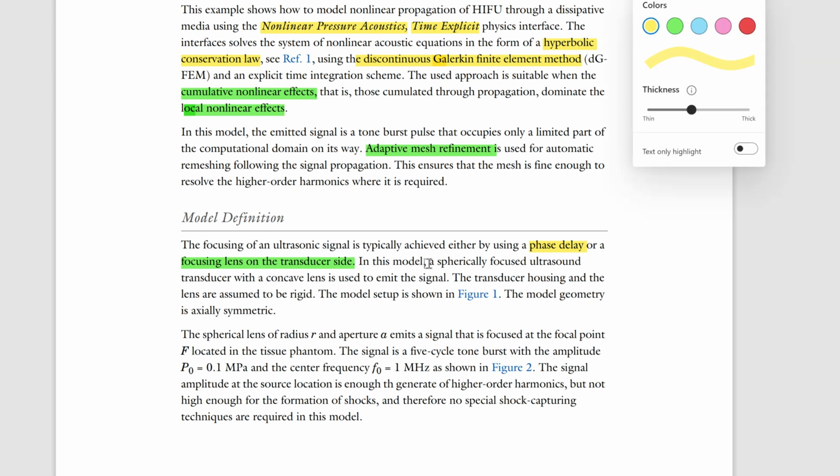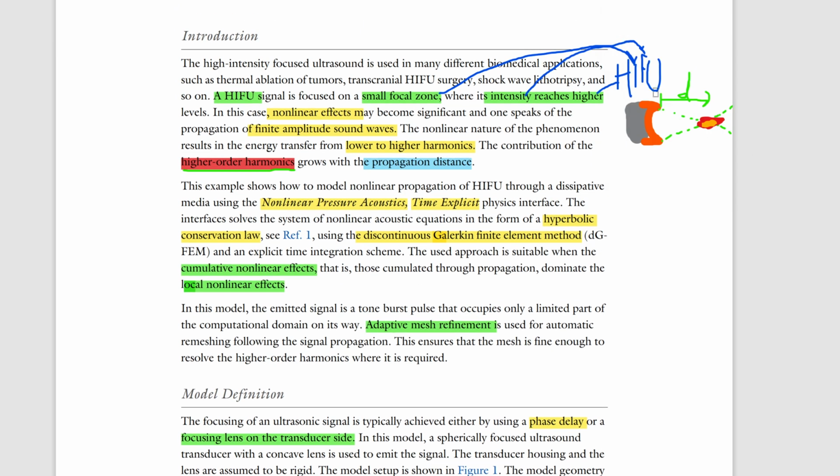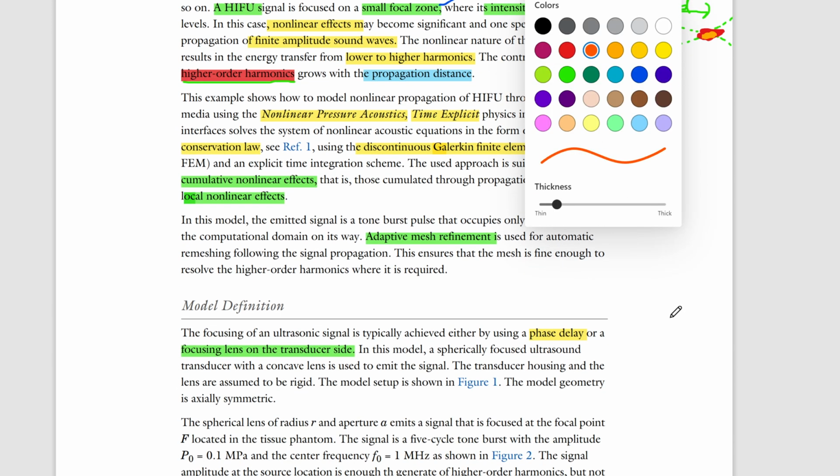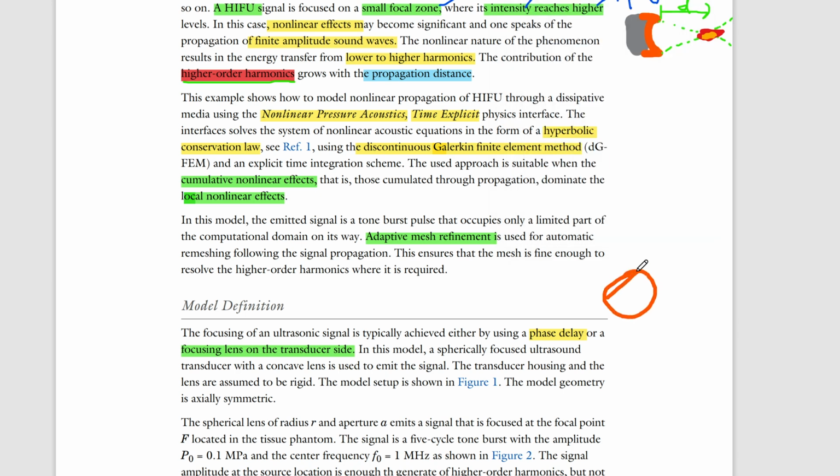In this model, a spherically focused ultrasound transducer. Okay, so kind of like what I was showing here. This is a line, but I was thinking that this was a ceramic disc. So when they say, what do they say? Spherically focused. So wait, they say spherical though. What I was thinking is something like this with a thickness on it, like a piezoelectric ceramic PZT. But they said spherical. I don't know if they mean circular.